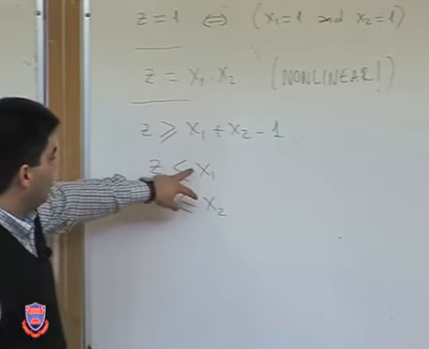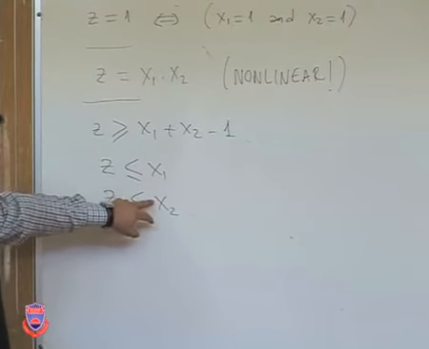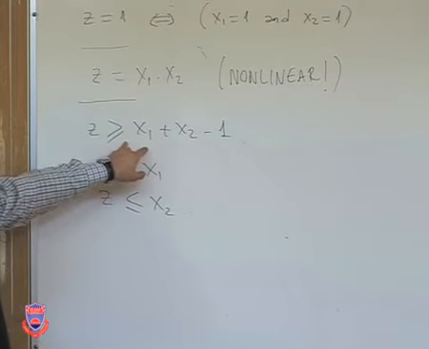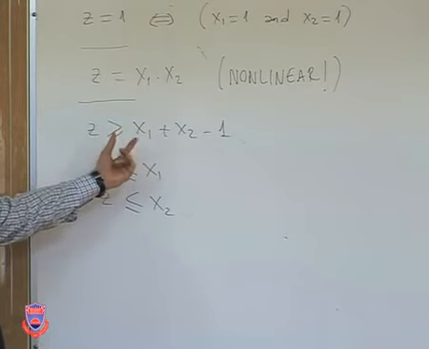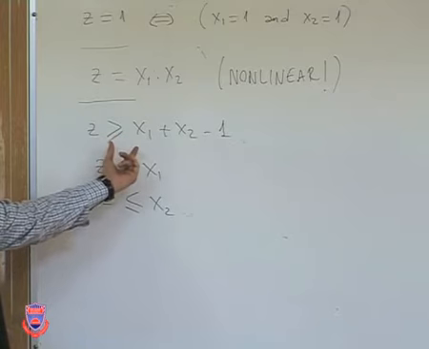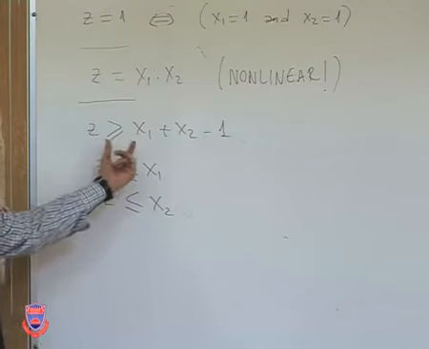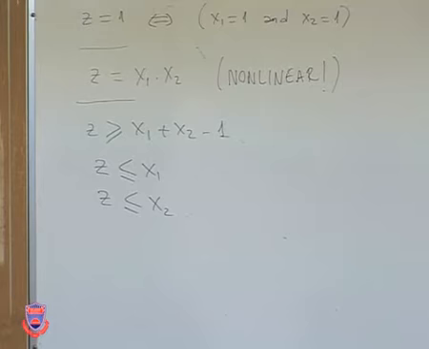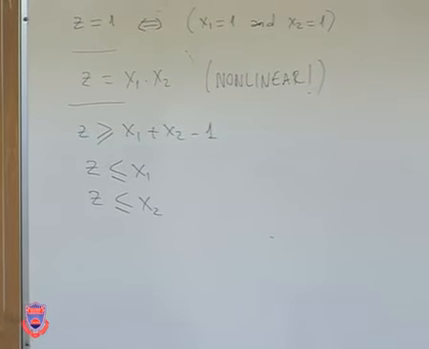If they're both 0, then z is less than or equal to 0, right? And this says z is greater than or equal to minus 1. Okay? But this is not equal to, this is greater than or equal to, right? z cannot be minus 1 because z is a binary variable. Okay? So that's why I cannot use equality constraints, but I have to use inequality constraints. Okay? Is this clear? Any questions about this?